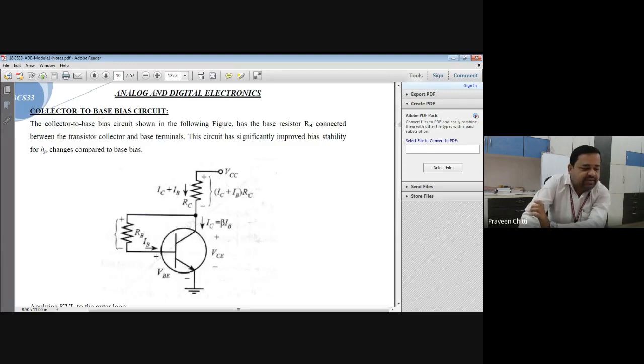So, can anybody tell me what will be the KVL equation for the input? Like how Aditi has explained for the fixed bias circuit. Now I want someone to explain what is the KVL equation for the input side and what is the KVL equation for the output side. Yes, Ankita, can you explain?